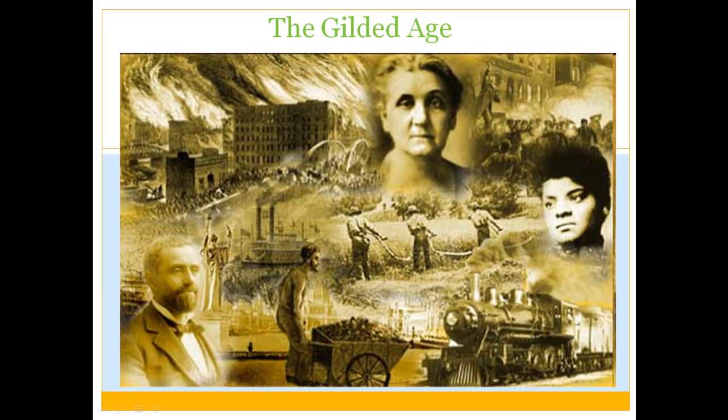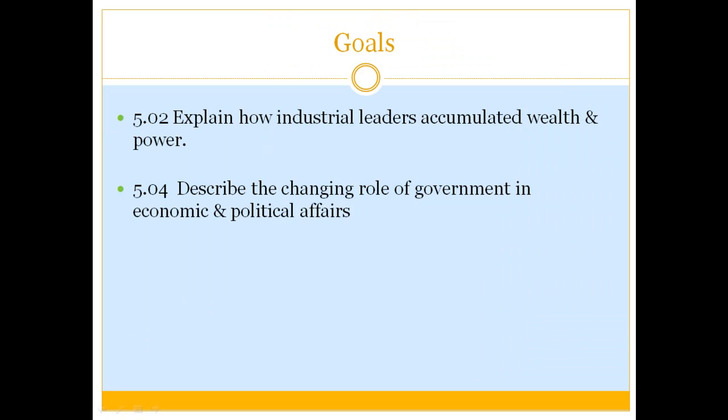In this video series, we'll be talking about the Gilded Age, and information on the Gilded Age can be found in Chapter 12, Sections 2 and 3 in the Orange Book. We're in Goal 5, and we're going to be talking about Objective 2, explain how industrial leaders accumulated wealth and power, and Objective 4, describe the changing role of government in economic and political affairs.